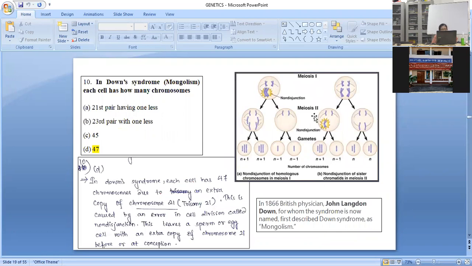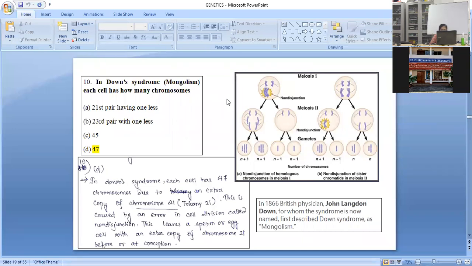Now an interesting question regarding Down syndrome. Down syndrome, as we all know, is a trisomy condition of the 21st chromosome. So the question is, in Down syndrome, cells have how many chromosomes? Trisomy, 1 extra chromosome. We have 23 pairs, so it sums up to 46 chromosomes. And if we have an extra chromosome, trisomic condition means it has to be 47. Okay, so in Down syndrome, each cell has 47 due to an extra copy of the 21st chromosome.